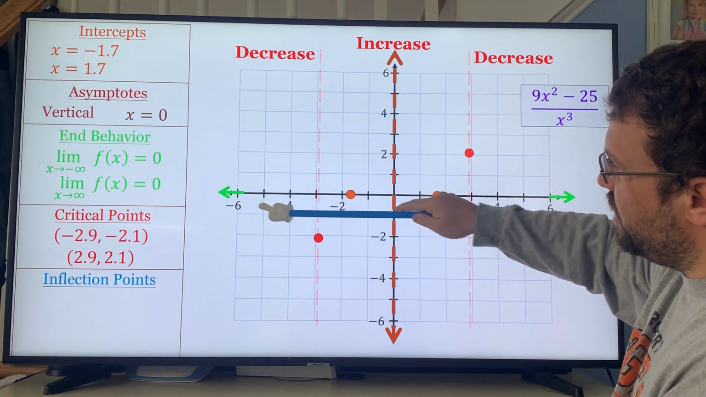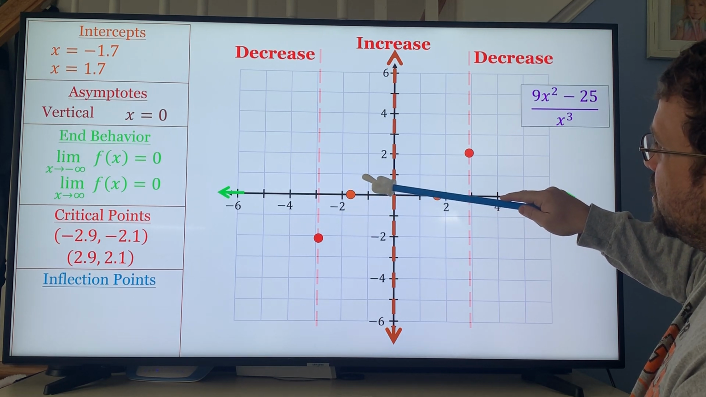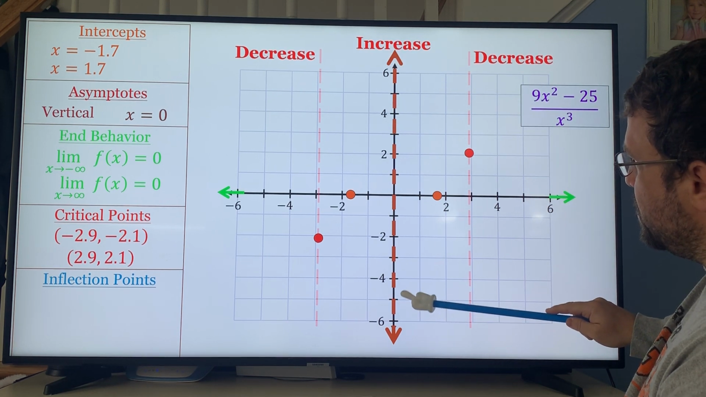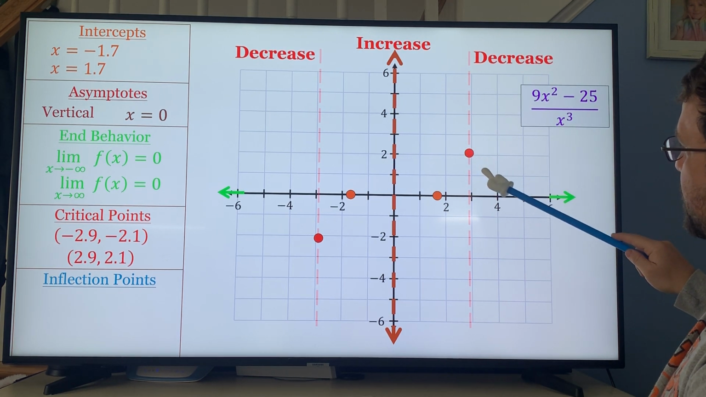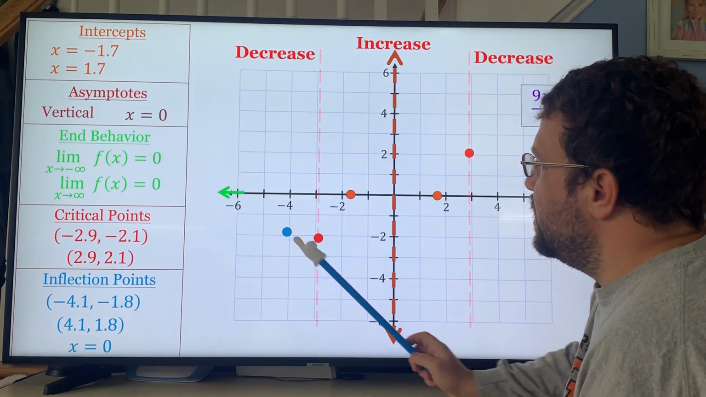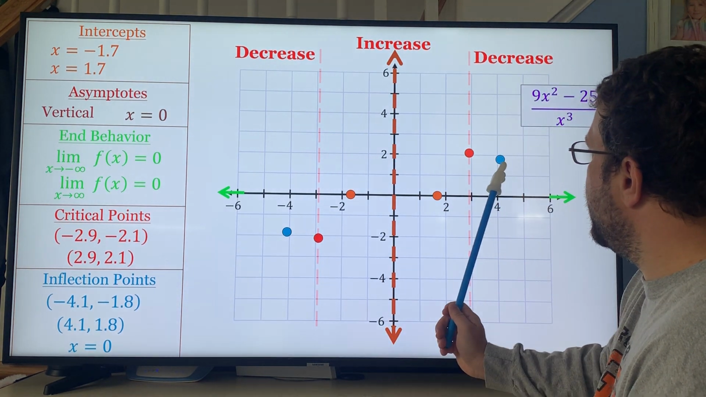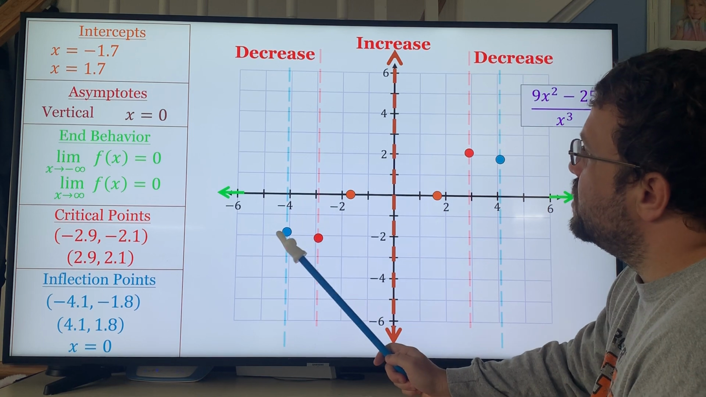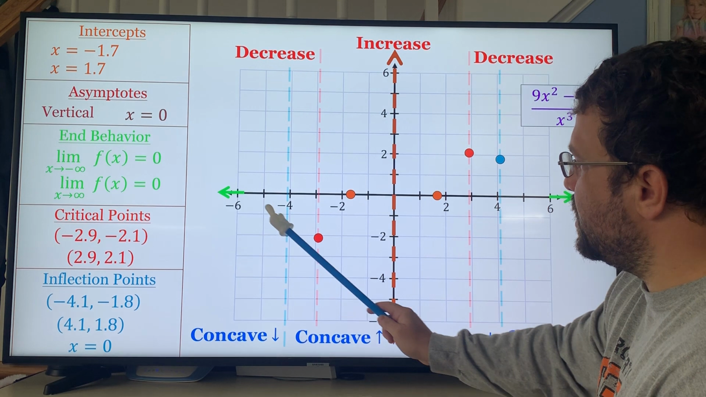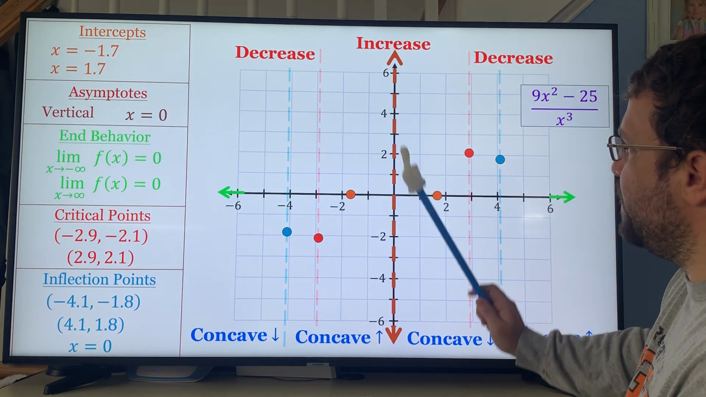So it's going to come from here to here, increase, up, and there's a graph. And then after this asymptote, it's going to increase till it hits here, and then it's going to decrease, but it has to hook here. So let's look at our inflection, -4.1, 1.8, and 4.1, 1.8. So our concavity here, we said this is concave down. So it should be down until it gets to here, and then it's going to switch to a concave up.